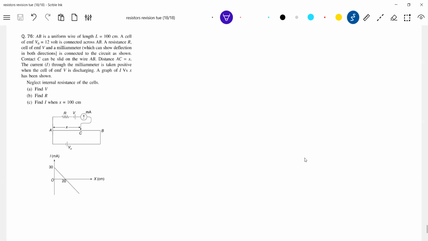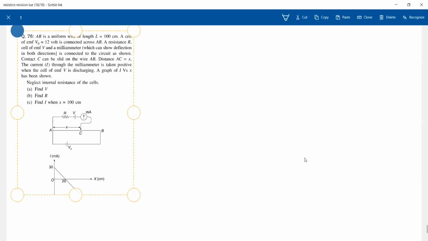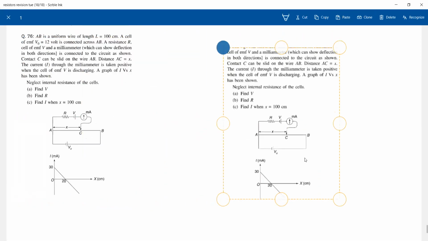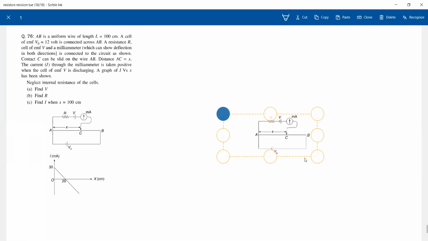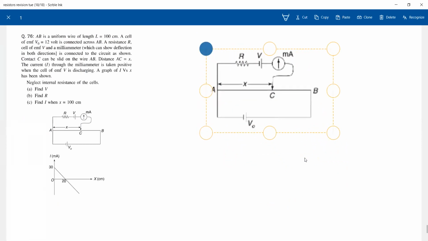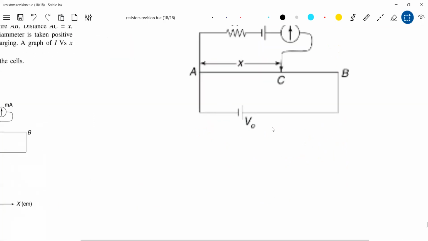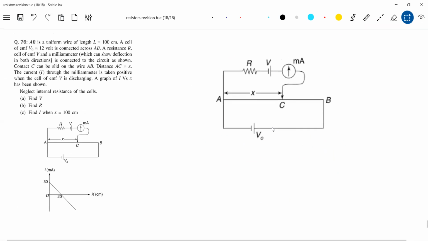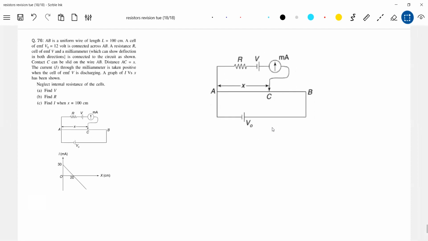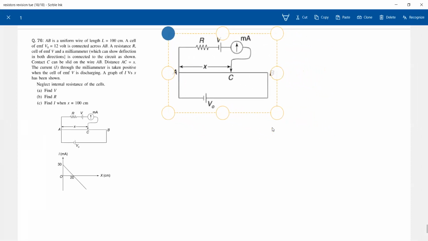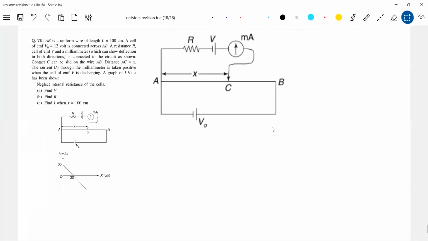Zero, that ammeter he has given there. Okay, what all we know? We know voltages, V naught. Read the question. What all given things we'll just write it down so that it'll be easier.